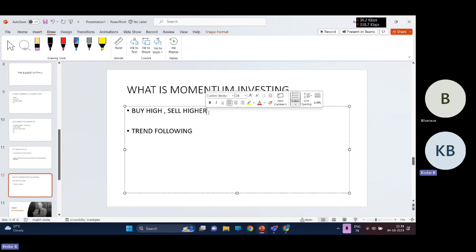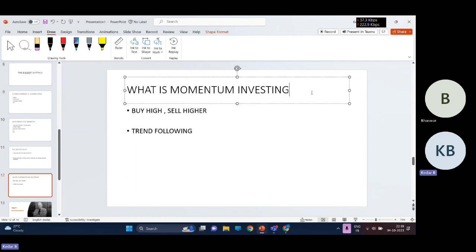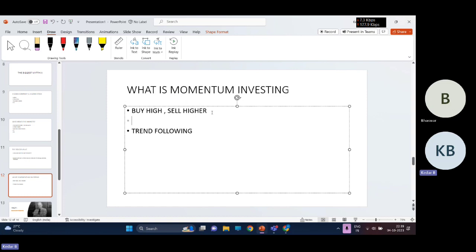Of course, it does not happen every time. Every time you cannot be 100% right. Even when you buy high, sometimes it will fall below your buy price. That is why we have a stop loss in place, which will get you out for an 8 to 10% loss. So this is a trend following principle. This is momentum investing. It's a game changer.